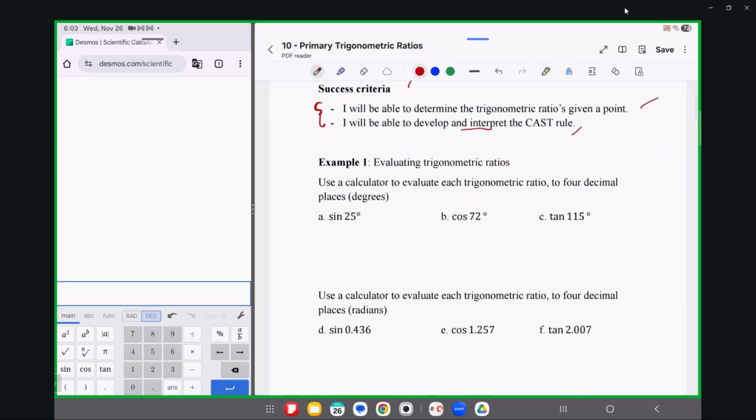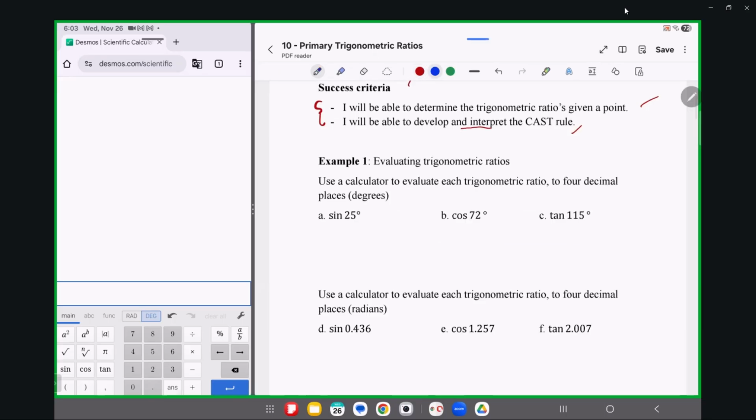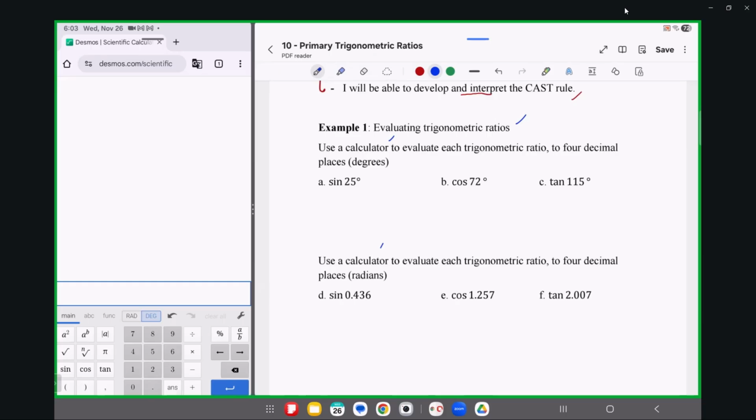And I don't often say the word easy in math. So here, we're going to evaluate trigonometric ratios. So we've got to use a calculator. If we don't have that, then this becomes very hard. But again, use that Desmos scientific calculator. Evaluate each of the following trigonometric ratios to 4 decimal places.